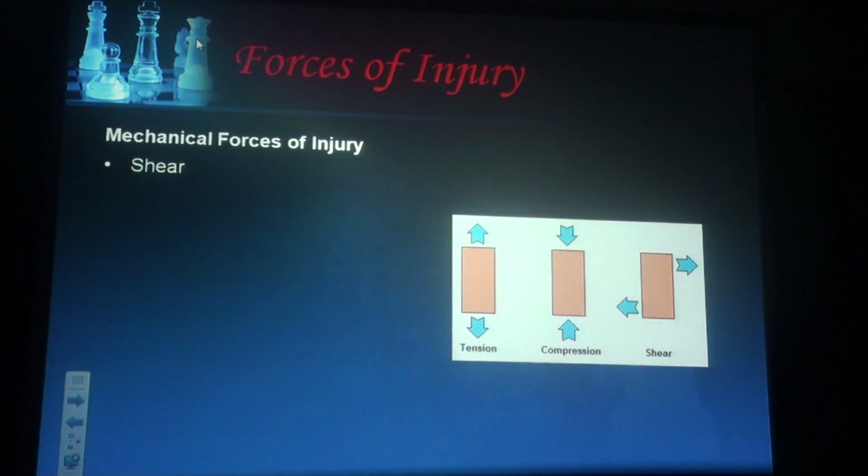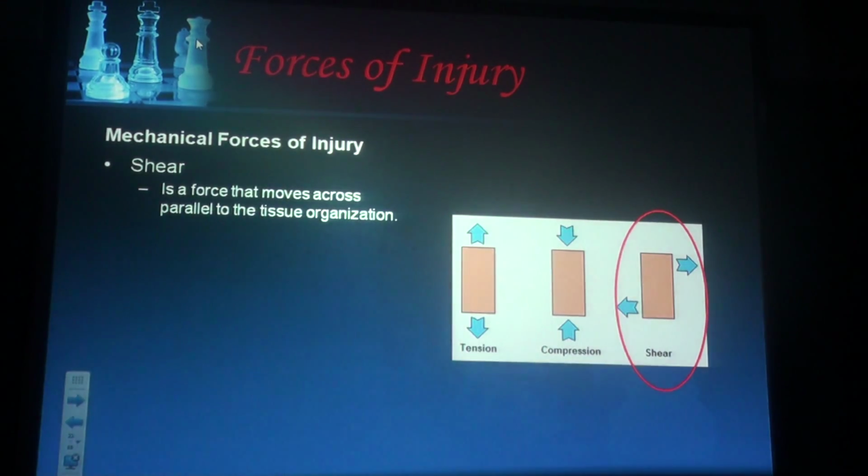Next we have a shear force. It's two forces pulling in opposite directions, but as it says here, it's a force that moves across parallel to the tissue organization. So it's kind of pulling them at the same time. It would be like lengthwise, like your muscle fibers are running this way, so it's pulling your muscle with your muscle fibers, but it pulls across at the same time and you get a shearing force.